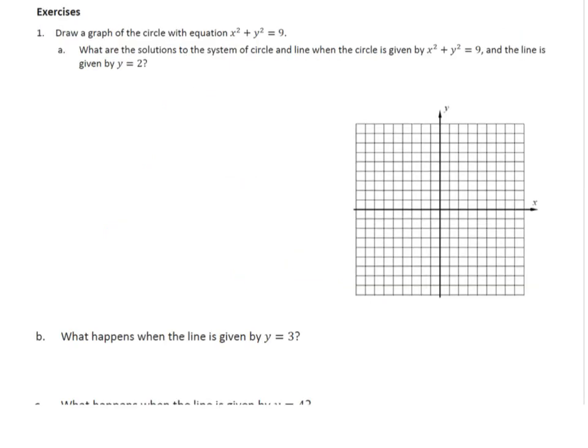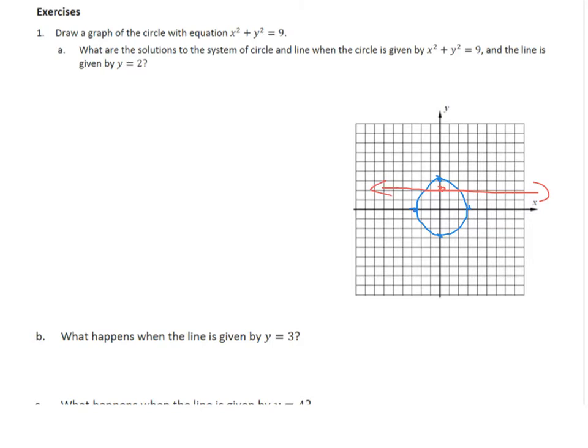In exercise 1a, they give us the equation of a circle, x squared plus y squared is equal to 9, and they ask us to sketch a graph of the circle and the line y is equal to 2. So let's take a look. We have our circle with radius 3, since that 9 tells us that it has a radius of 3. Let's sketch a graph of the circle. And they tell us the line is given by y is equal to 2, so going up to 2 here. We have our sketch of the graphs.